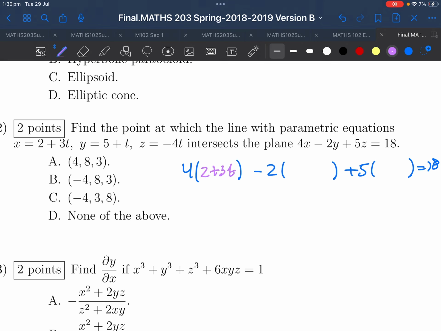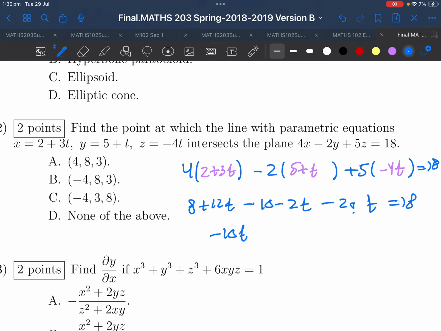Instead of x, I write 2 plus 3t. And instead of y, I write 5 plus t. And finally, we just write negative 4t. And now we just do it. So here we have 8 plus 12t minus 10 minus 2t minus 20t equal 18. Take t's together. 12 minus 2, that's minus 10, minus 20, so we get minus 10t. Take the numbers together, we have equal to 20, so t equal to negative 2.